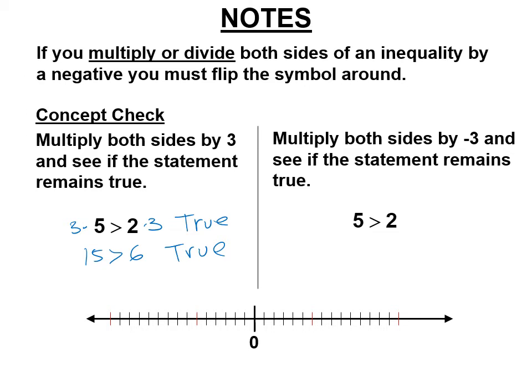Now let's try to multiply both sides by negative 3 and see what happens. All right, we're going to multiply both sides by negative 3, and here you get negative 15 is greater than negative 6. Is negative 15 greater than negative 6? No, it's not true. And that's what happens when you multiply an inequality by a negative. So you end up having to flip the symbol whenever you do that. Whenever you multiply or divide both sides by a negative, you're flipping the symbol, not adding or subtracting. That has nothing to do with it.